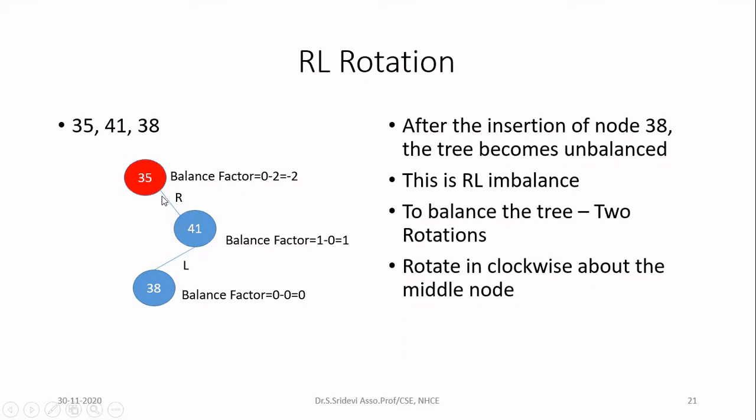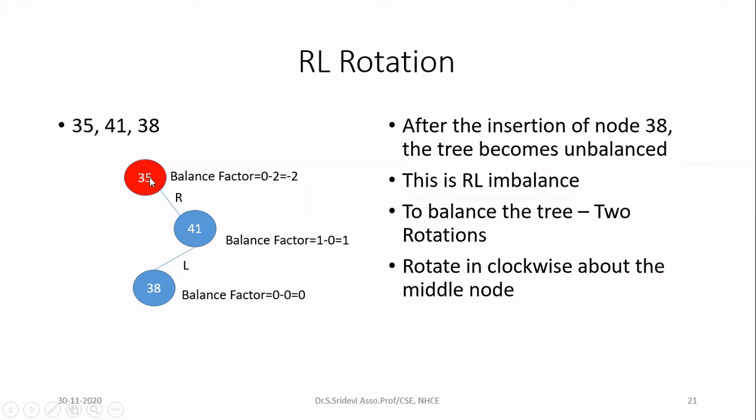First I am proceeding here because 38 is inserted in the right part with respect to this 35. Okay, so I'm giving R for the first link. Then I have to consider the position of 38 with respect to 41. With respect to 41, 38 is in the left subtree. So now I have given labels for two links.